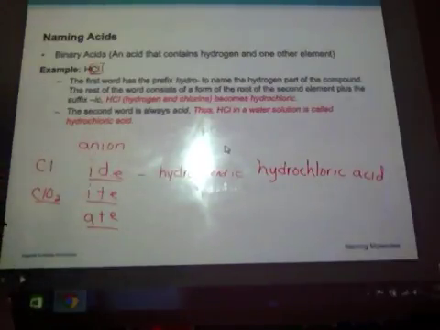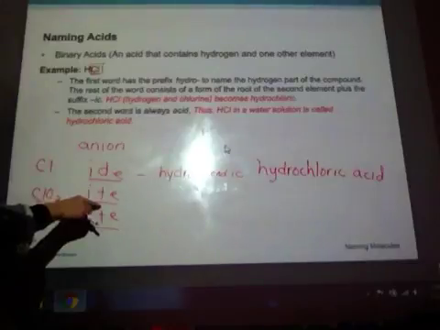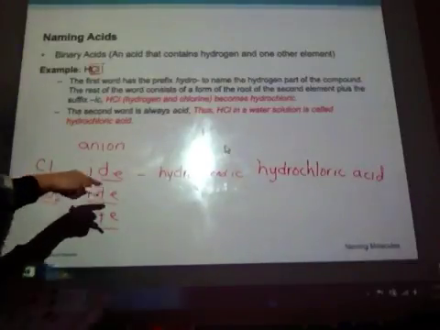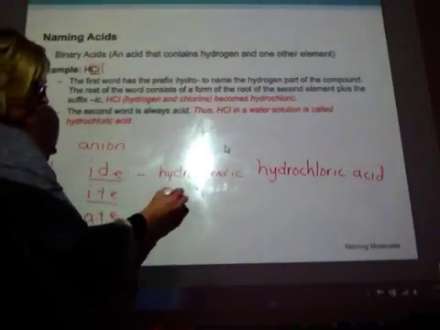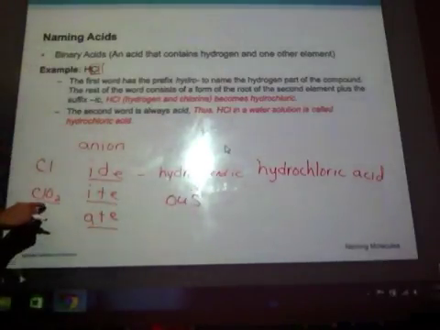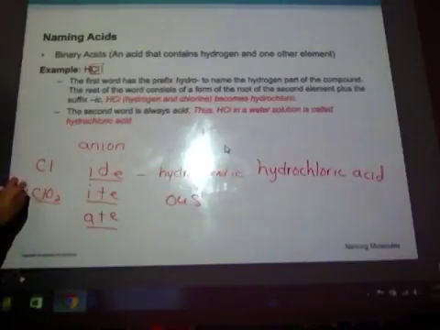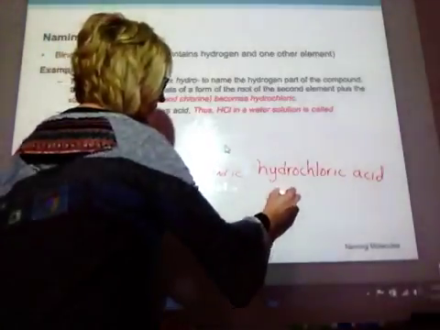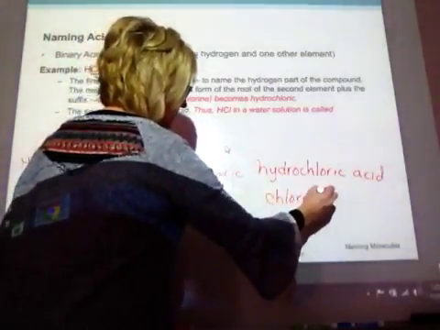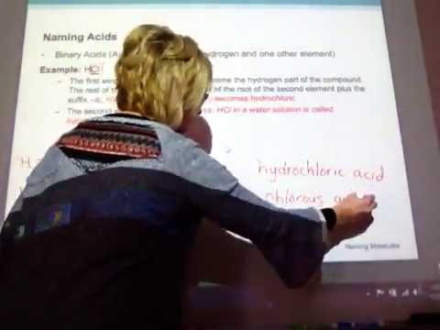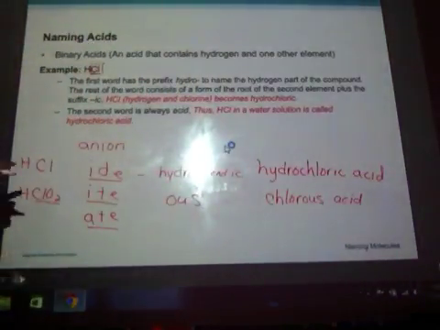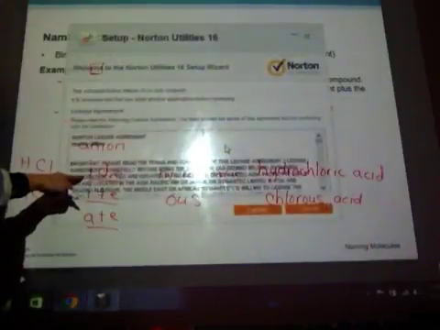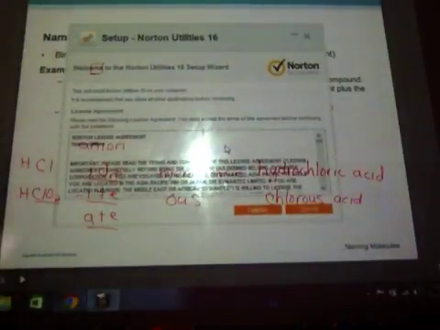ClO2 is chlorite. So if it ends with ite, I'm going to look at my little thing, and it says OUS. So if I had HClO2, it would be simply chlorous acid. The only time you use the hydro in front is if it ends with ide. That's the only time you ever use that.